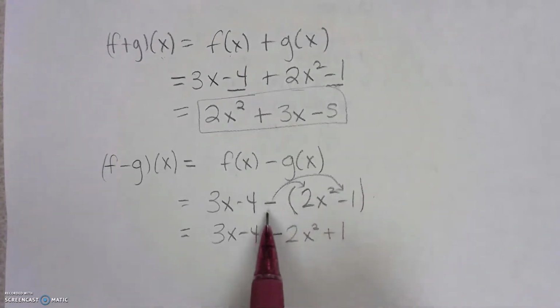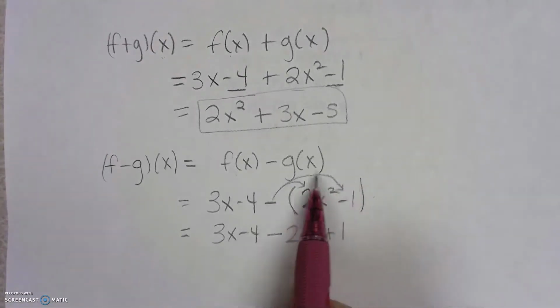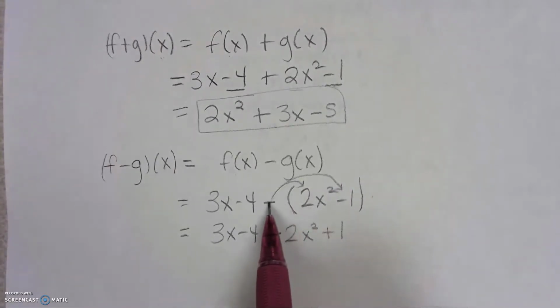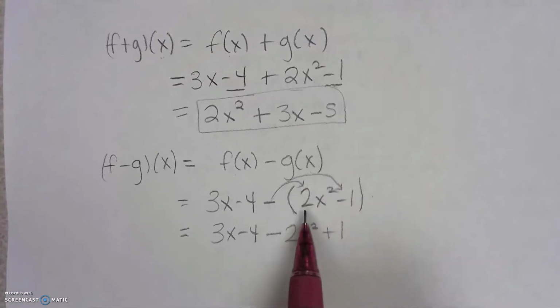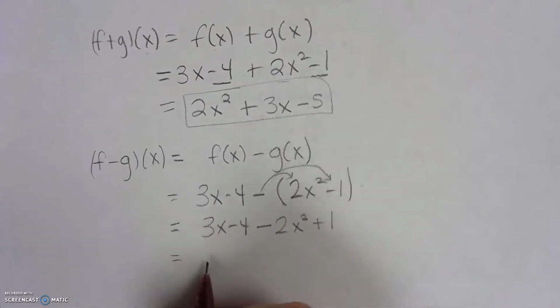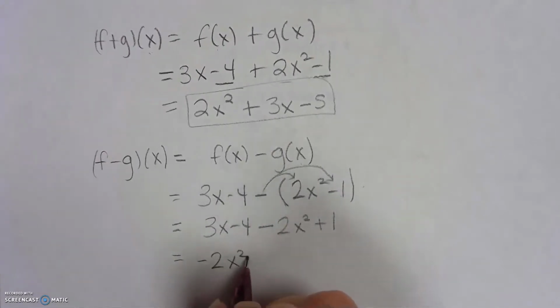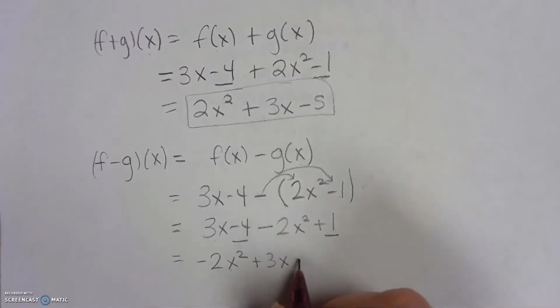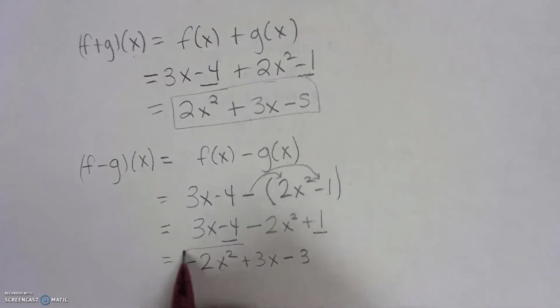And this is always a place where people get points taken off. Always have errors. Make sure you're subtracting that entire function, so every term that's in the function gets subtracted. Alright, then I can combine like terms. I only have one x squared term, I'm going to bring it down. One x term, I'm going to bring it down. Then I have negative 4 and positive 1 make negative 3.